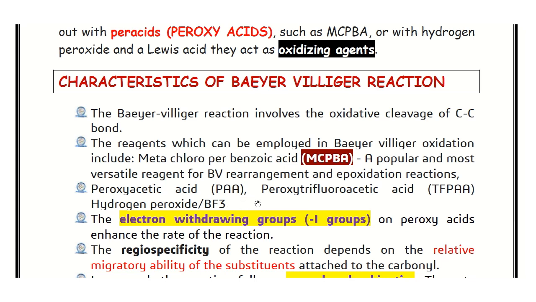Clear? So now let's check out what will happen if we substitute this peroxy acid with different functional groups. For example, if we substitute these peroxy acid reagent molecules with an electron withdrawing group, then the rate of reaction will increase, because electron withdrawing groups have a negative inductive effect. They withdraw electrons from the peroxy acid molecule, and in this way, if such peroxy acids which have electron withdrawing functional groups attached are used in the Baeyer-Villiger oxidation reaction, then the rate of reaction will be more.